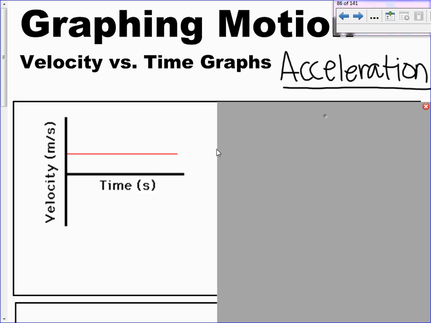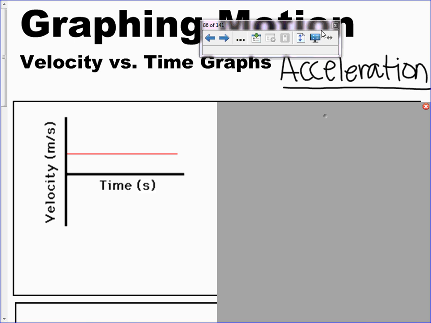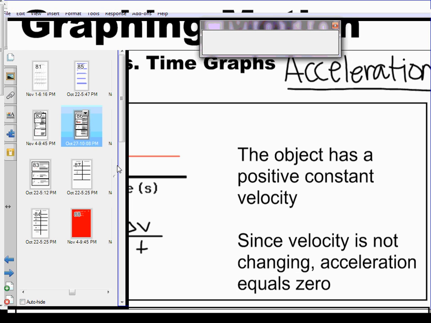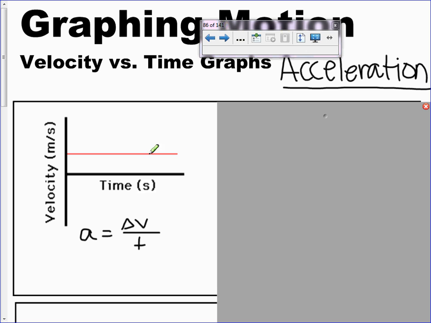And as you can probably guess, because acceleration equals change in velocity over time, the slope of a velocity versus time graph equals its acceleration. So as we move through this, each line that you see represents acceleration, the red lines.